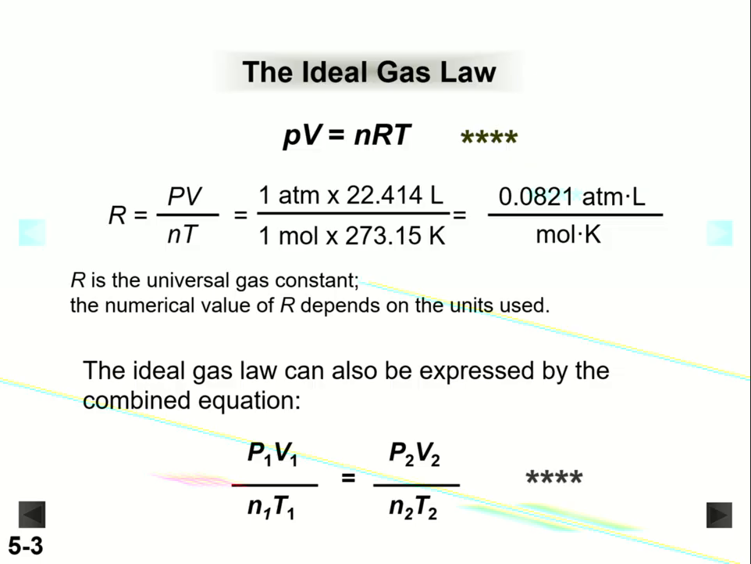So for example, under constant amount of gas and temperature, we have P1V1 equals P2V2, which is our first relation that we looked at. That's Boyle's law. And you can do that for any of the other laws. So P1V1 over N1T1 equals P2V2 over N2T2. This combined relation can be used to derive any of the gas laws that we've come across. And that's an easy way for you to handle gas problems.